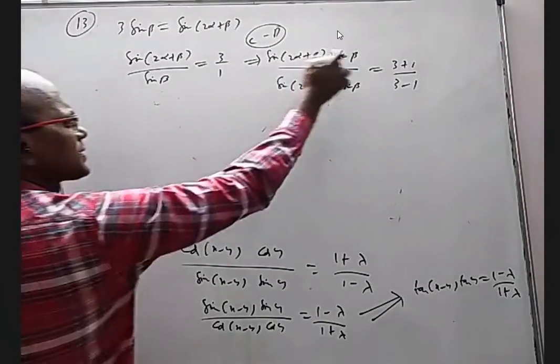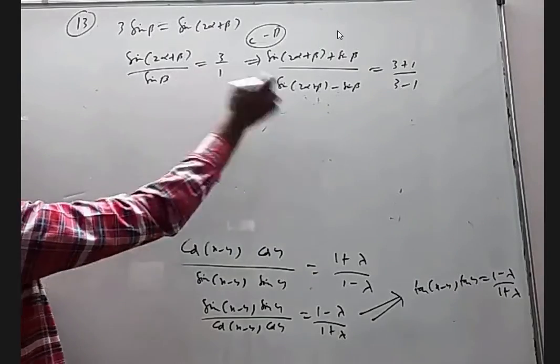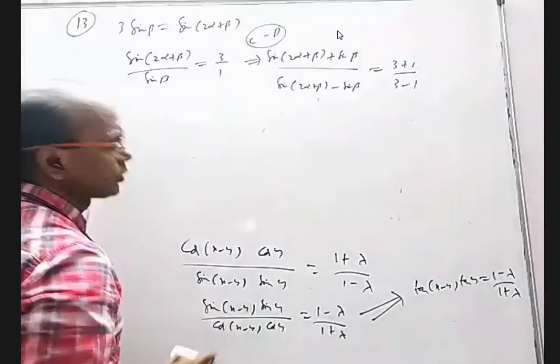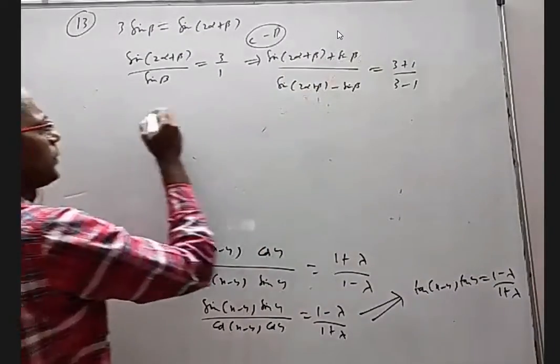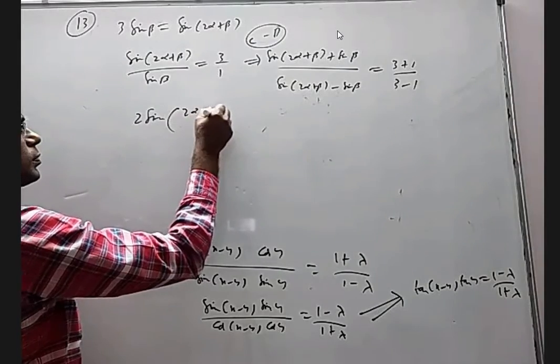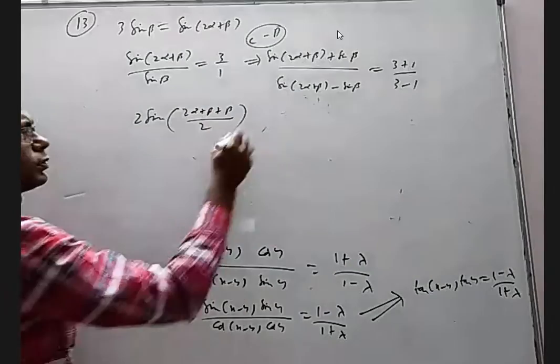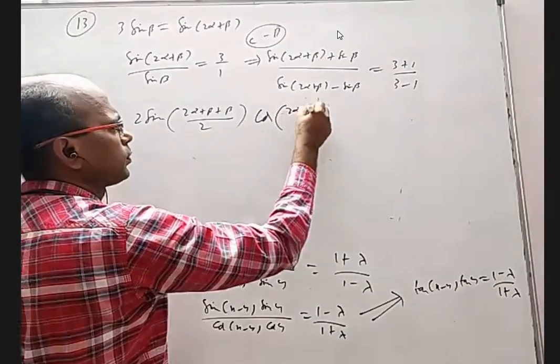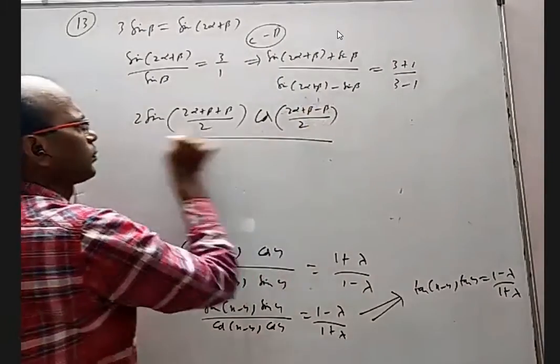So sin C plus sin D. Okay, from here to here, numerator plus denominator, numerator minus denominator, here also same componendo dividendo. Sin C plus sin D is 2 sin (C plus D) by 2, that is 2 sin (alpha plus beta) by 2, cos (C minus D) by 2, that is (2 alpha plus beta minus beta) by 2.